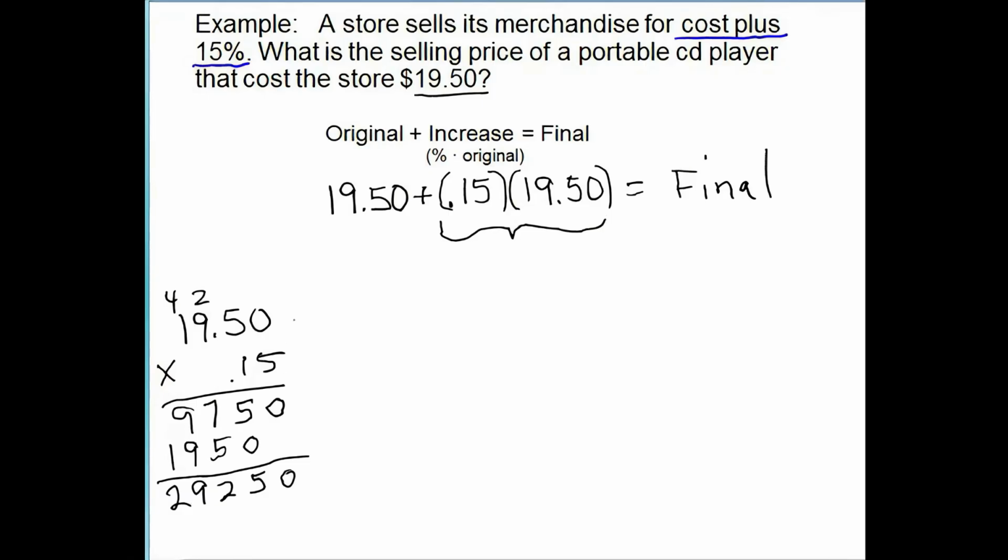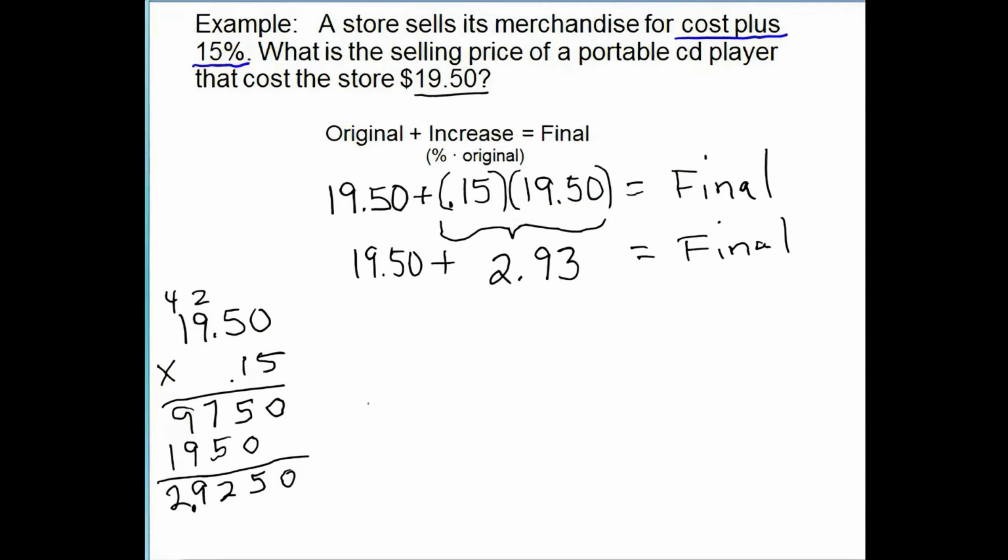And now we have to count in 4 decimal places total. 1, 2, 3, 4. And since this is a profit problem, we'll go ahead and round up. So $2.92 cents, and then a 5 will round it on up to a whole cent. So we're going to add on $2.93 for profit. Add that to $19.50, and that will give our final.